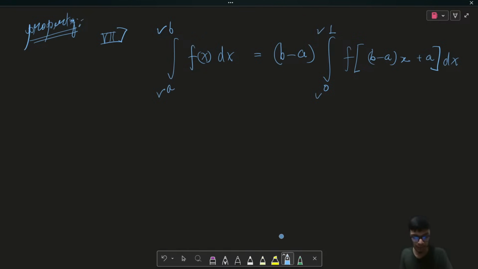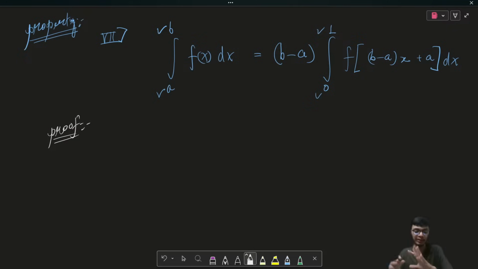So how can I prove this property? Let me quickly show a proof. This is very simple to prove. Suppose we have this integral from a to b of f of x dx. How can I prove this? We have the limit from a to b, and we need to change it to 0 to 1.